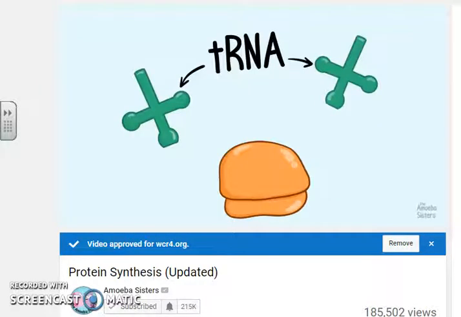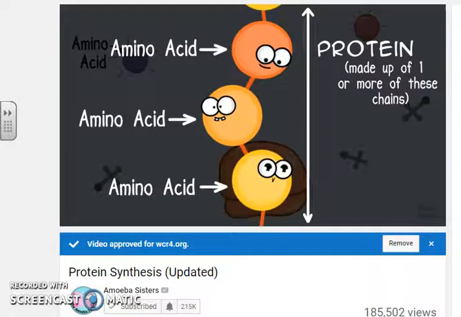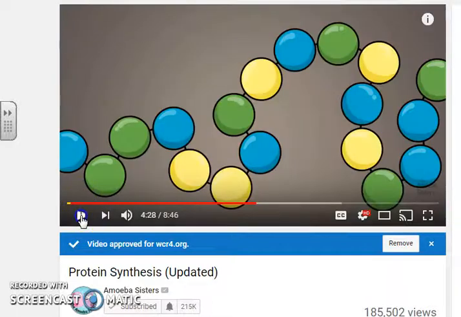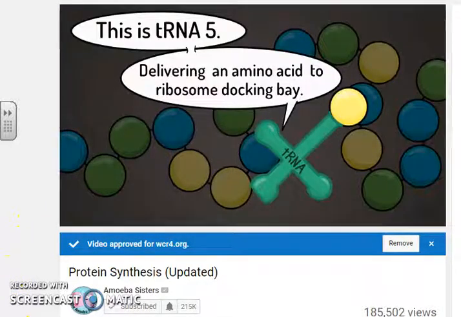In the cytoplasm, if you look at this, you have all these tRNA molecules available. tRNA stands for transfer RNA. They carry an amino acid on them. An amino acid is the monomer for a protein. If you have a bunch of amino acids together, you can build a protein. So it's the tRNA that is going to bring those amino acids together to make that.